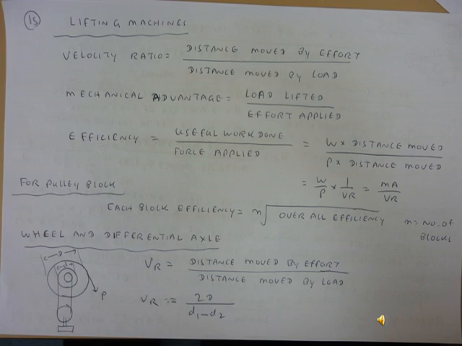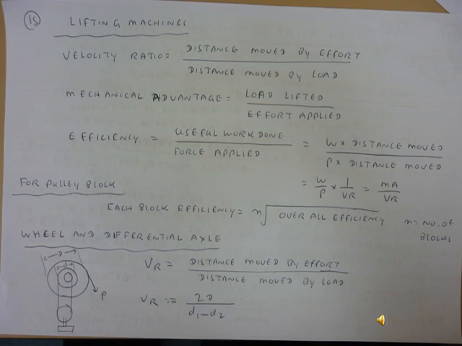So efficiency is equal to the useful work done divided by the force applied. This is equal to W multiplied by the distance moved, divided by P multiplied by the distance moved. So this is W by P multiplied by 1 by VR, or MA by VR. So this is the efficiency.